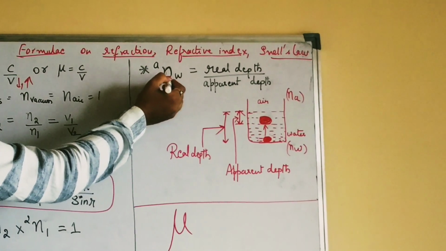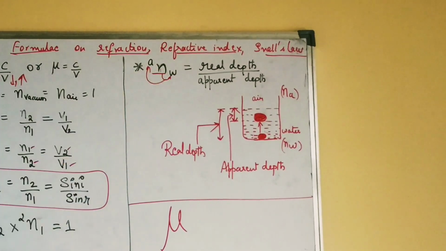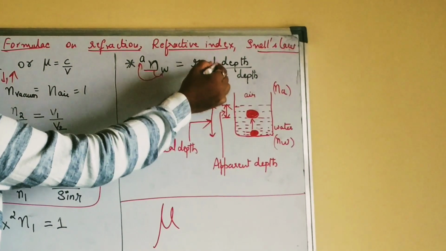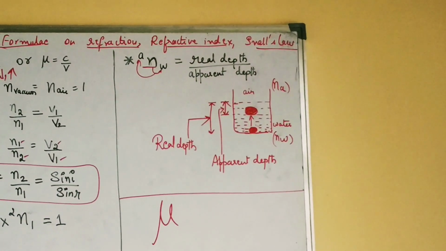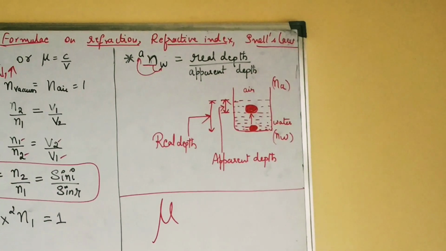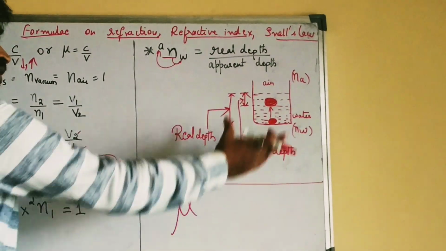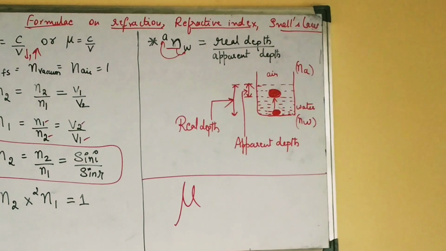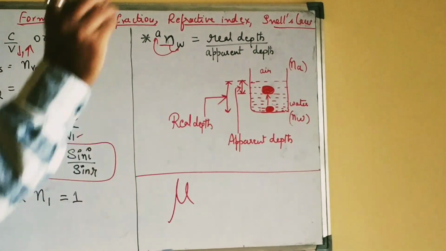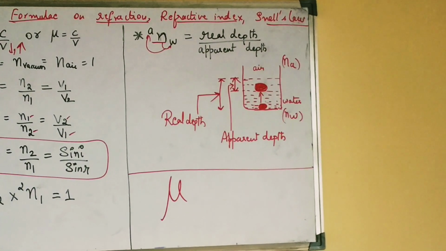Say, refractive index of water with respect to air is equal to real depth by apparent depth. What do you mean by real depth by apparent depth? Now you can see a simple experiment I will tell. Take a glass beaker filled with 3/4 of water. Just drop a coin, a 5 rupees coin, okay?